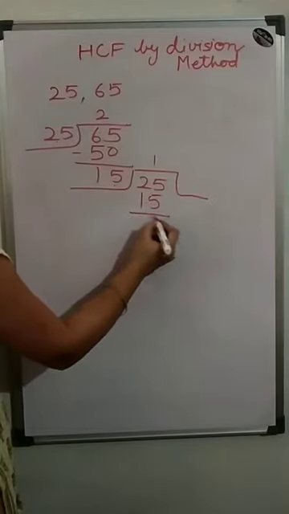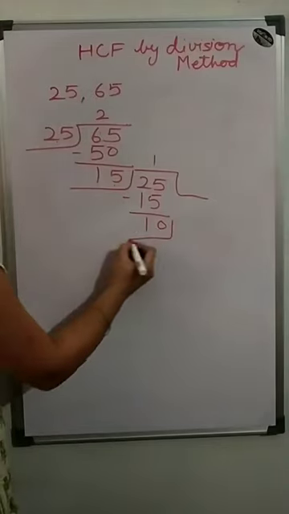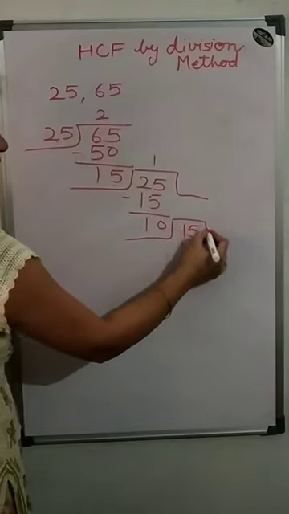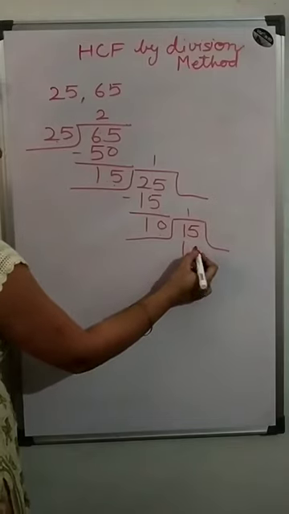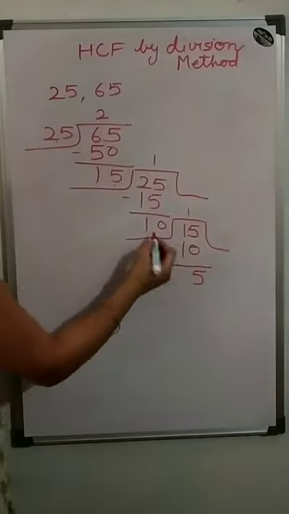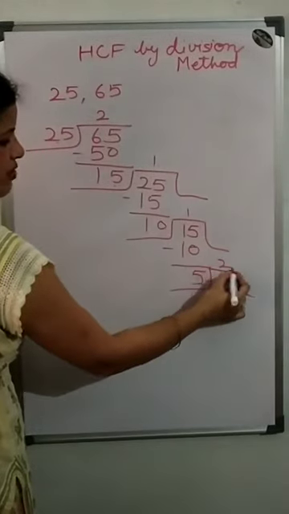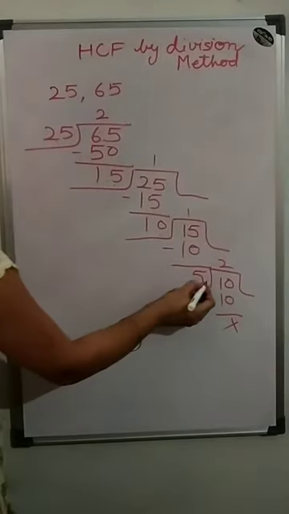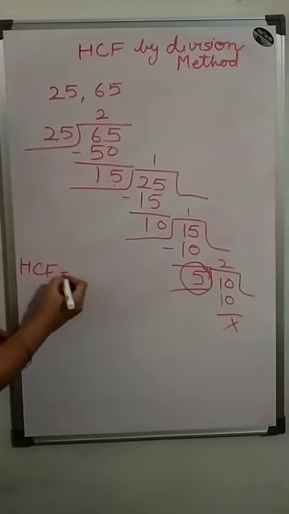15 ones are 15, and the remainder is 10. Okay, so now again you divide 15 by 10. 10 ones are 10, and 5 is left. Again you divide this 10 by 5, so 5 twos are 10. Now this time 10 is divided completely, and no remainder is left, so it means the last divisor is your HCF.